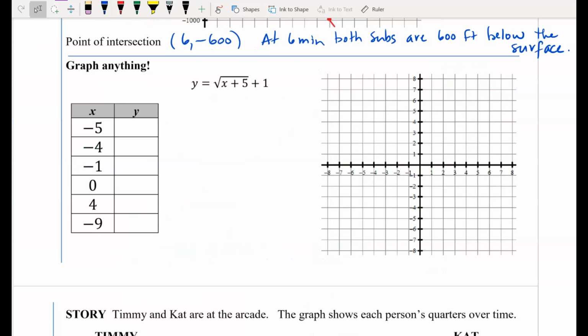Using an equation and a table, we can graph anything, and we don't have to have a scenario attached to it. Now, anytime we're substituting into the equation with repeated arithmetic, there's a likelihood that we're going to make an arithmetic mistake. So I'm going to show you again how to put this in your calculator and to fill in the table and to sketch your graph.